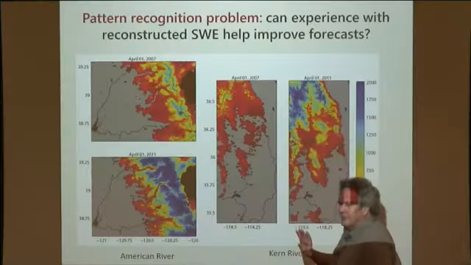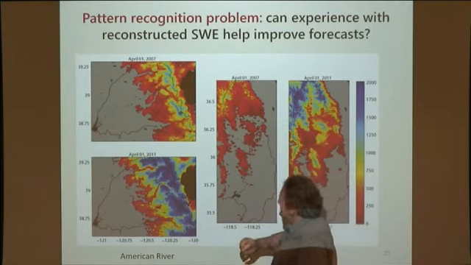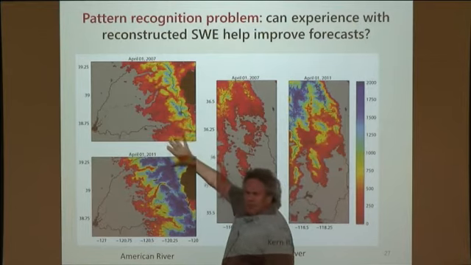So let me go through a few of the examples. One of them is this pattern recognition problem: how can we use the reconstruction values to help us improve the forecast? One of the possibilities is looking at snow-covered area. That tends to differ a little bit between the basins.